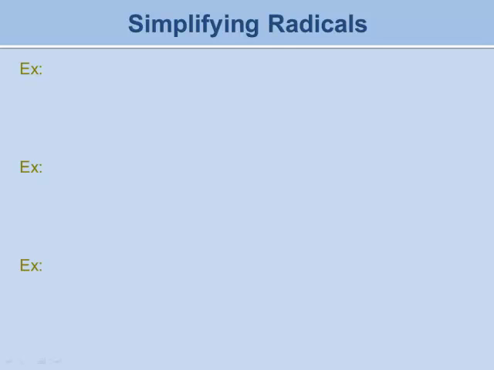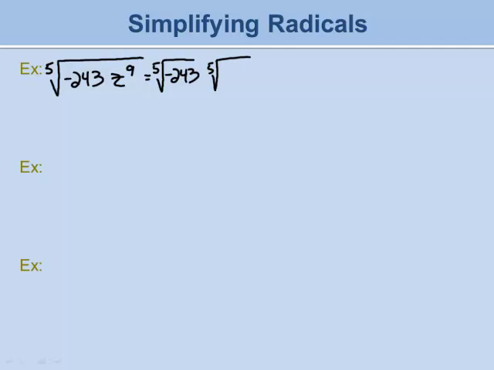All right, let's look at 3 more examples. Simplify the 5th root of negative 243 z to the 9th. Okay, first step always, split it out. So we've got the 5th root of negative 243 times the 5th root of z to the 9th. Now, negative 243, let's split that out and see what we can figure out in terms of factors. I'm going to go with a positive, and then we'll deal with a negative in a minute.